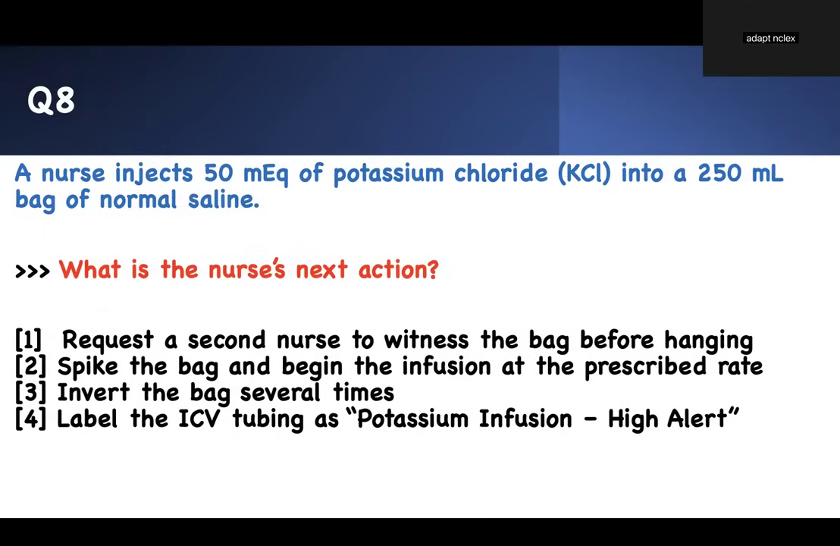When they give you the prescribed 50 milliequivalent of potassium, you add it to the 250 you're going to infuse. After you inject it, the next thing you've got to make sure is that the medication mixes so that you don't give the patient a bolus. So you've got to roll it back and forth, invert it several times so that it is completely mixed.